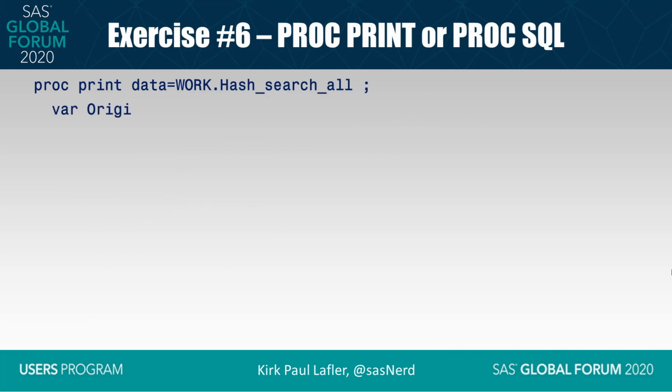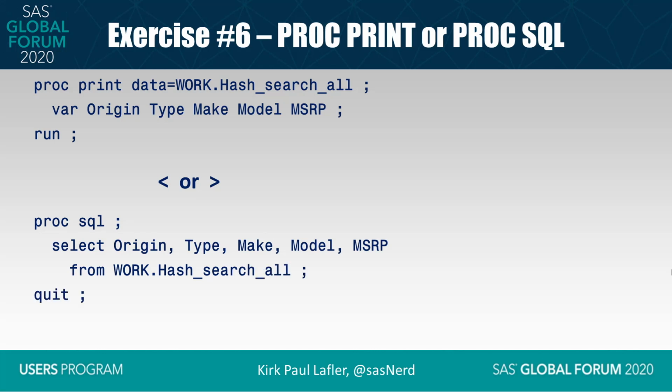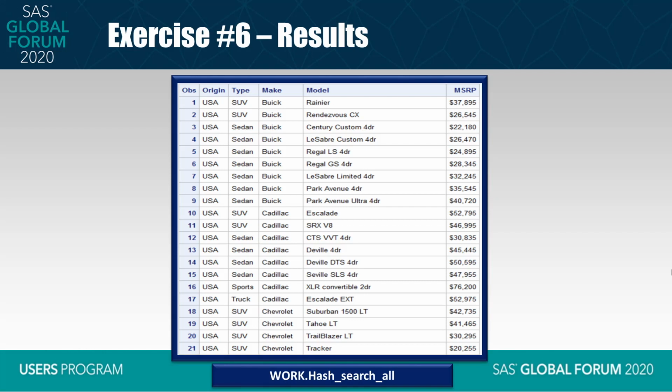And just like we did in the previous exercises, we want to actually use PROC PRINT or PROC SQL to observe or view the results of our hash object to see what was collected and what was stored in the data set. So in this case, our data set that we created in exercise 5 was work.hashSearchAll, and we want to display the origin, type, make, model, and MSRP.